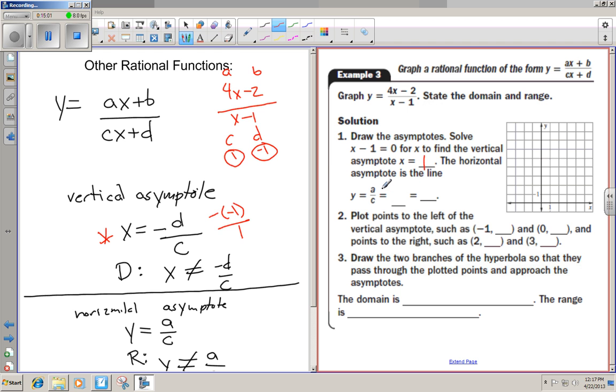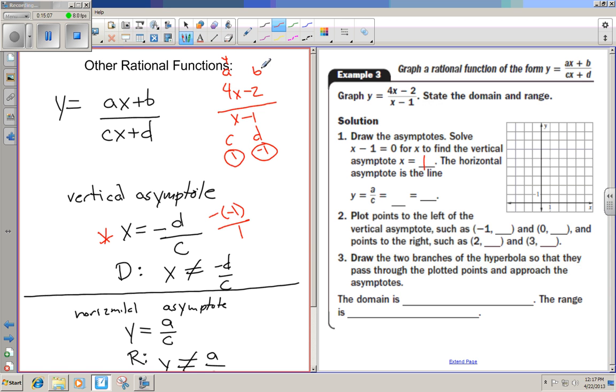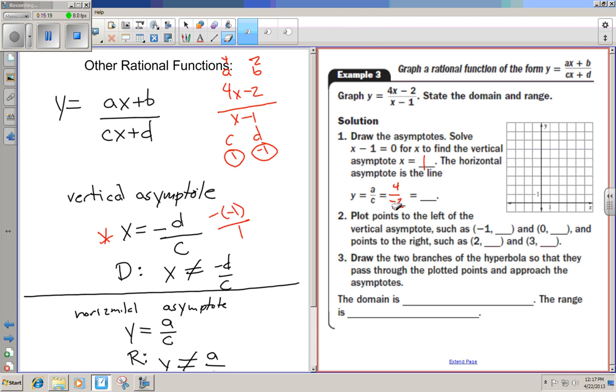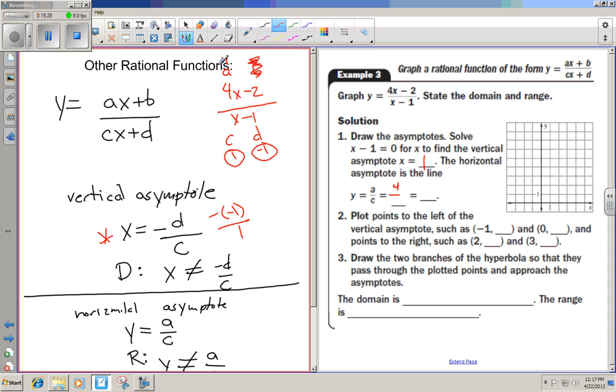The horizontal asymptote is a over c. So now we're looking at the top numbers. Here's a, so a is 4. B is negative 2. Oh, I'm sorry, that's not c. C is right here. So we don't actually care about the b at all, do we? We care about the 4 and the 1. So it's 4 over 1, and the asymptote is at 4.